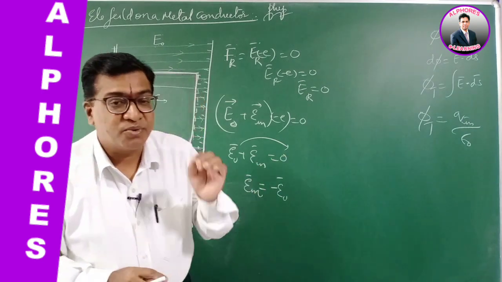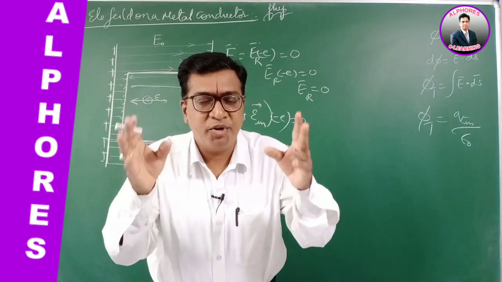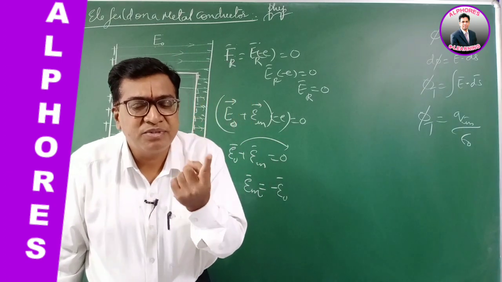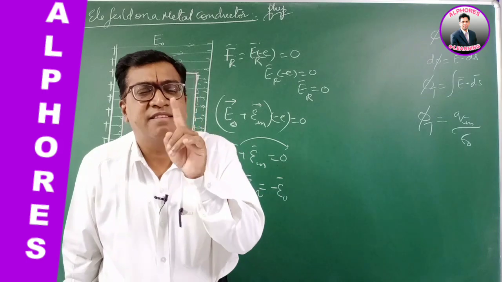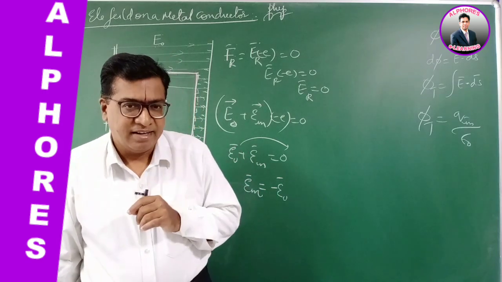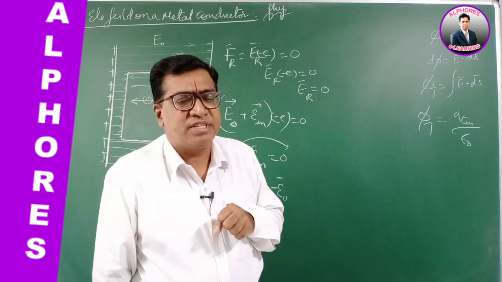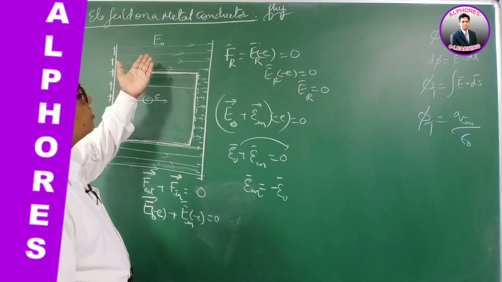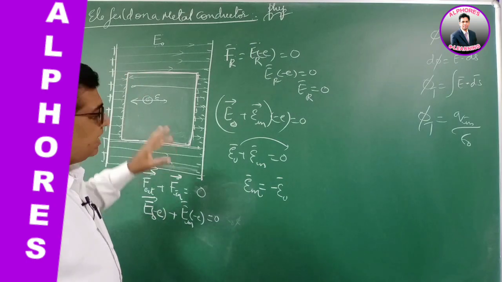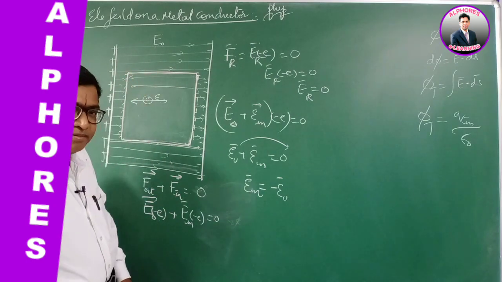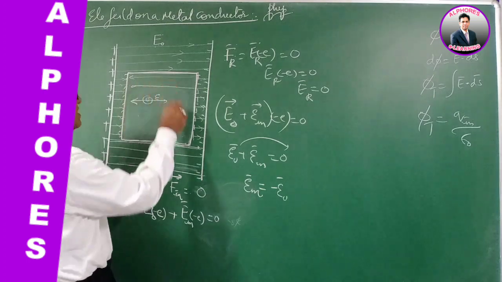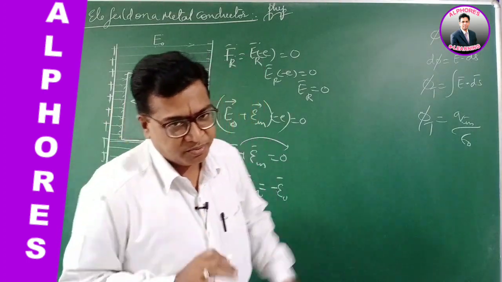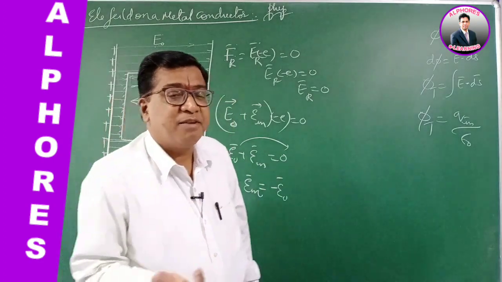So what do you infer? Whenever you place a metal block inside an electric field, an electric field will be induced inside the metal, which is equal and opposite to the external electric field. So inside the metal conductor, the net electric field becomes zero. What do you mean by net electric field becomes zero?